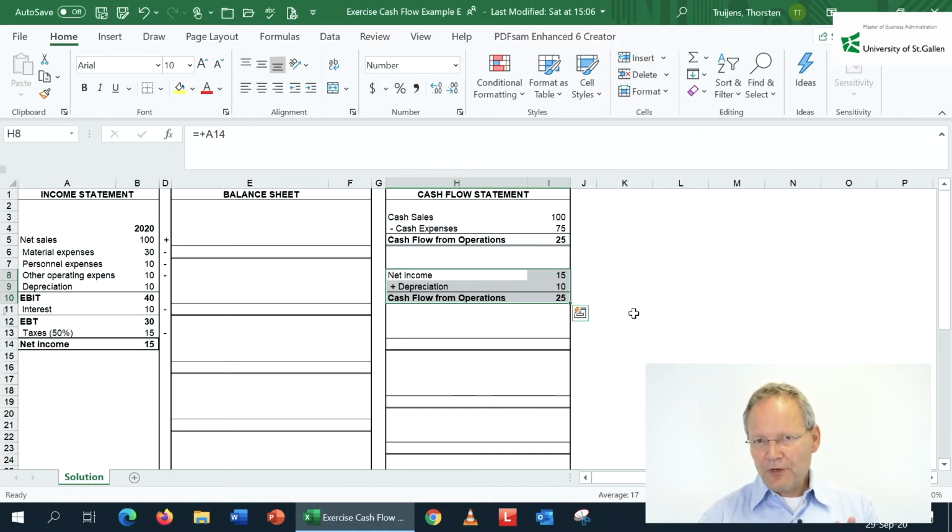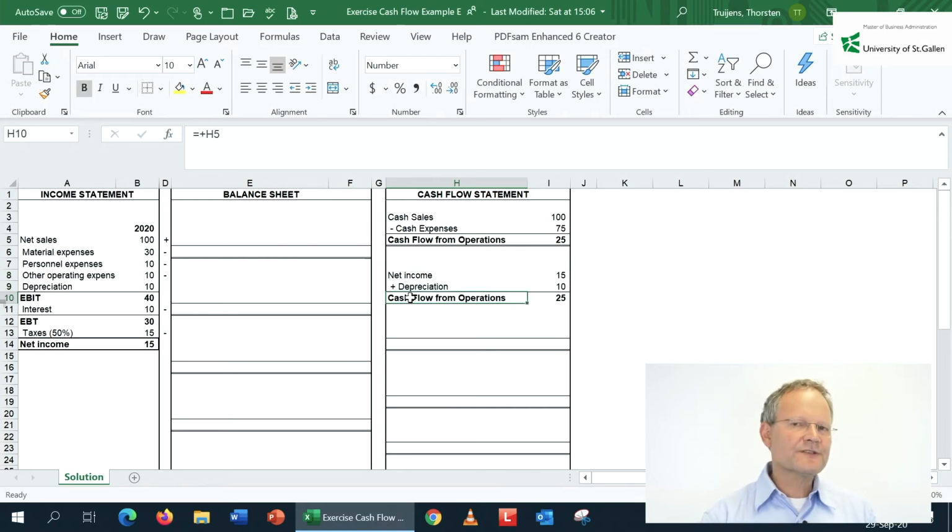Now, I have no problem at all if you learn by heart that net income plus depreciation gives you cash flow from operations. However, you need to understand why we actually add back the 10. It's not that depreciation is good for cash.